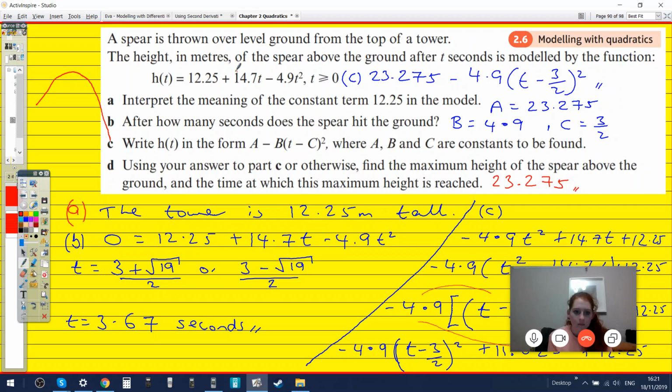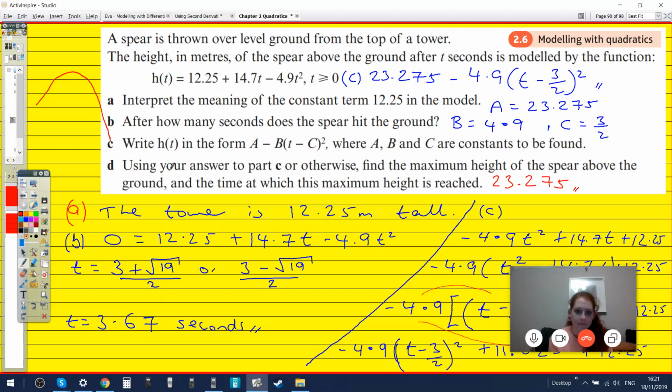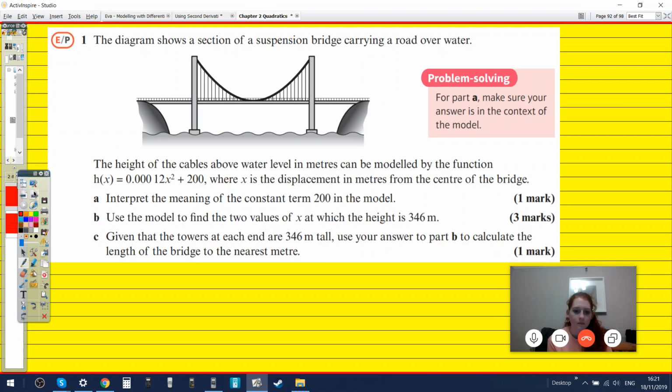So 12.25 is just the initial height of the tower, where it starts. The tower is 12.25 tall. After how many seconds does it hit the ground? For that one, height is 0. Solve for the time. Reject the negative. The third one is the tricky one, completing the square, because there's decimals and stuff. But even if you can't do part C, just use your calculator to do part D to find the maximum.